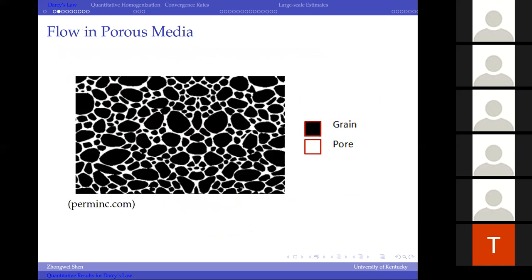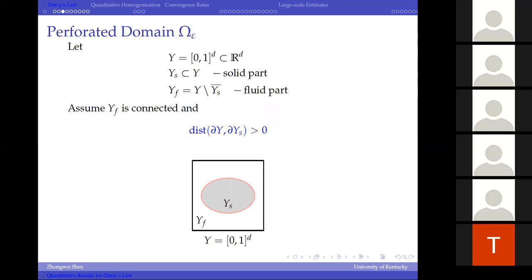This system is used to describe flow in porous media. So you have rocks sitting here, and the flow goes between the solid obstacles. Of course, the situation I'm considering here is the ideal situation, where you have these obstacles periodically arranged. So let's be more precise to describe how this perforated domain omega epsilon is constructed.